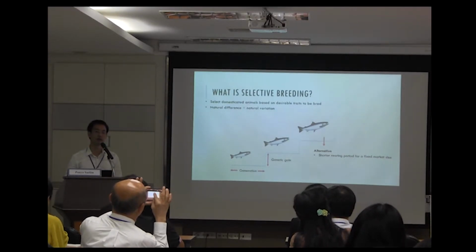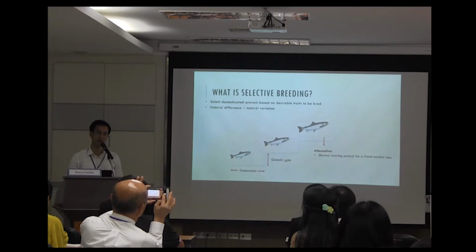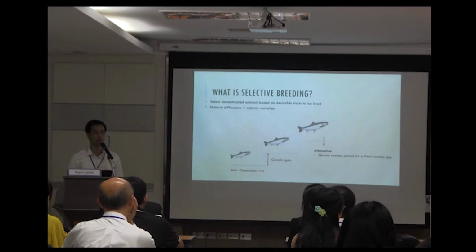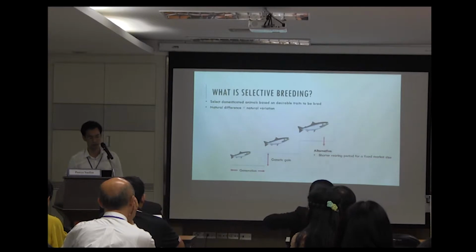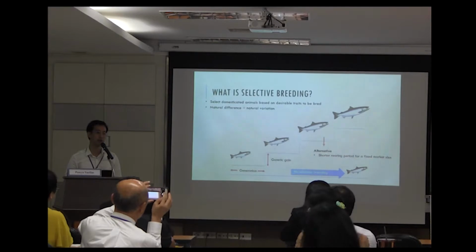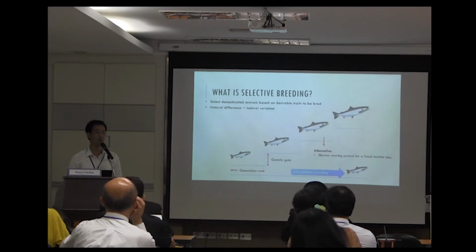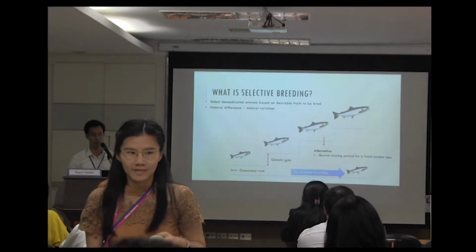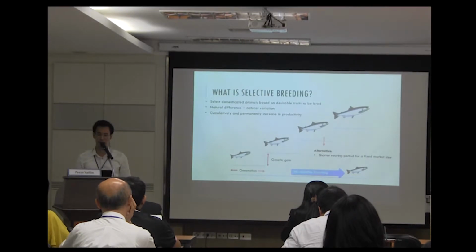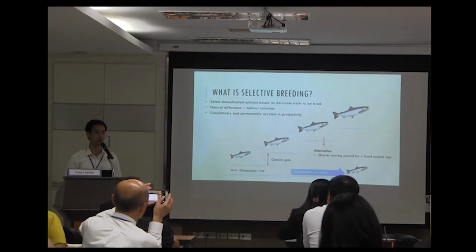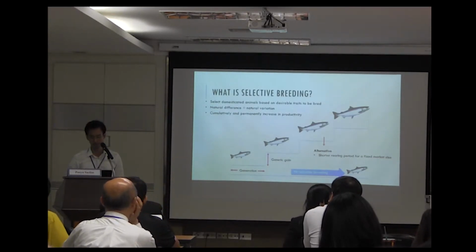Alternatively, if you prefer the market size of the animal, you can shorten the rearing period of the animal. So that is an alternative way of using selective breeding. If you don't do any selective breeding, after 5 generations you still have the same average of the population. So it is much more efficient to have selective breeding in aquaculture. Selective breeding is the only approach that generates cumulative and permanent increase in productivity in aquaculture.